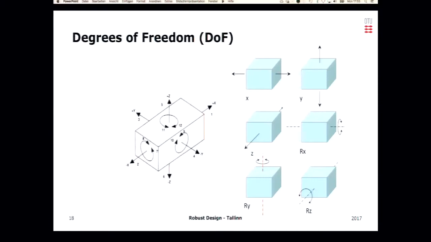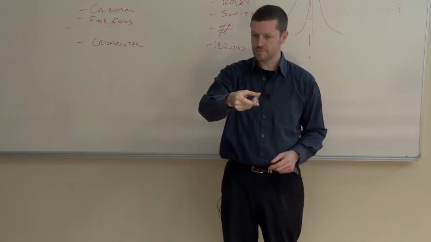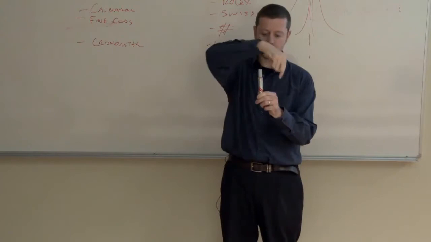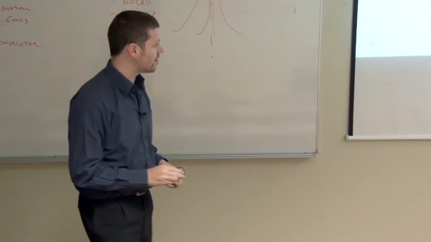So something that you need to know beforehand is the different degrees of freedom. Any component can constrain another in the Y, the X, and the Z translations. And then the RZ, the rotation about the Z axis, the rotation about the Y axis, and the rotation about the X axis. So these are the 6 degrees of freedom that any part can control another part in. You need to know that for this.